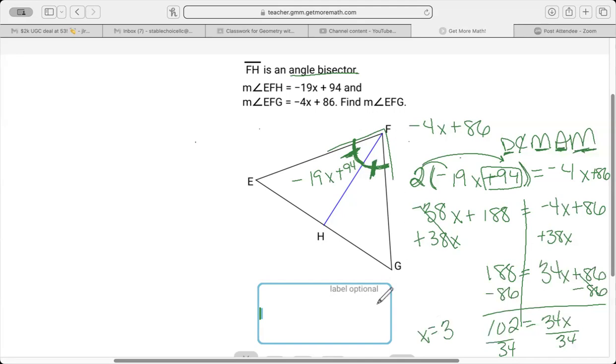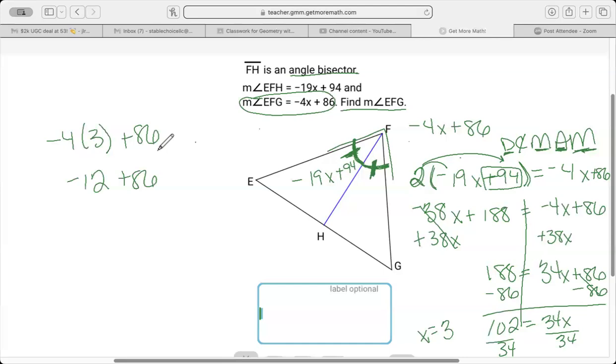However, it didn't ask us to solve for x. It asks us to find the measure of EFG. So EFG is this one here, which is the whole entire angle. So we're going to substitute into that. So that's going to be negative 4 times 3 plus 86. Well, negative 4 times 3 is negative 12. And negative 12 plus 86 is 74. So the degree of this entire angle is going to be 74 degrees.